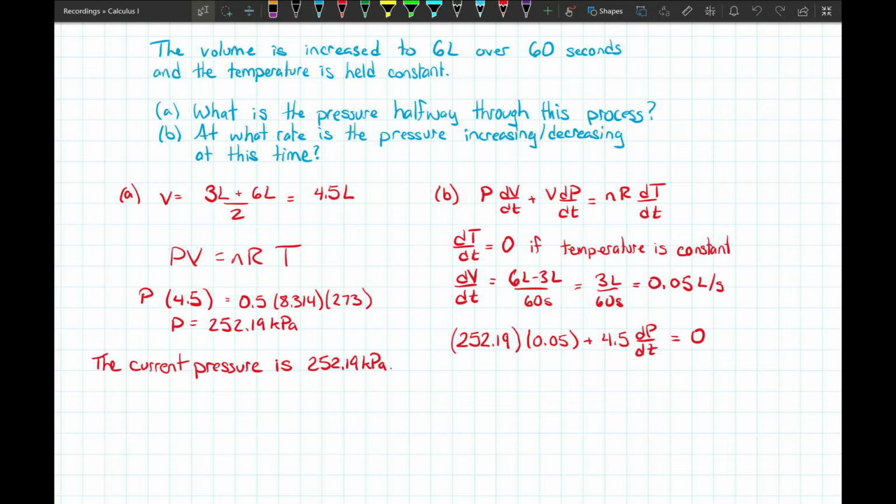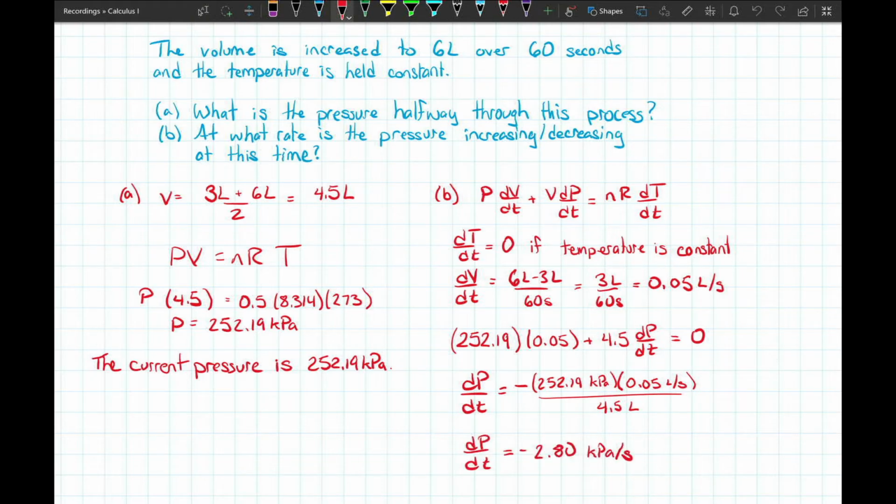And maybe I'll throw units in here as well so you can see how the units work out. You see that when we move our 252.19 times 0.05 to the right-hand side, we have to remember it's going to be negated. It's subtracted from the right-hand side. And we've got units of kilopascals times units of liters per second. That is divided by 4.5, which has units of liters. That cancels out the units of liters in the numerator, and we end up with units of kilopascals per second, which would be units of change of pressure by units of time.